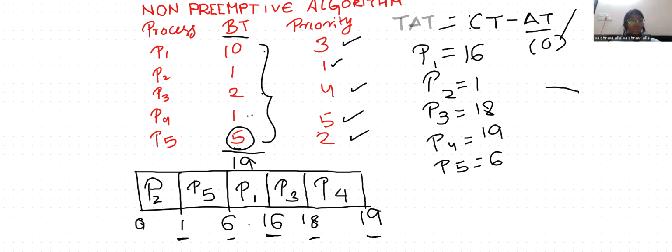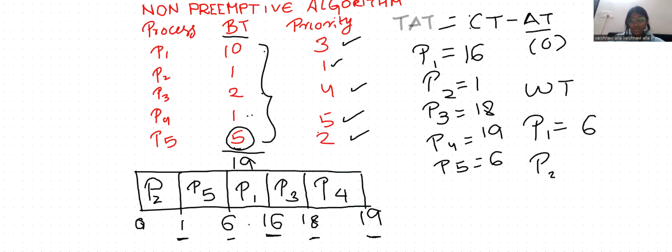So we have gotten the turnaround time. Next, let us calculate the waiting time. How do we calculate the waiting time? Waiting time is calculated by subtracting the burst time from the turnaround time. So waiting time for P1 is 6, P2 is 0, P3 is 16, P4 is 18, and P5 is 1.